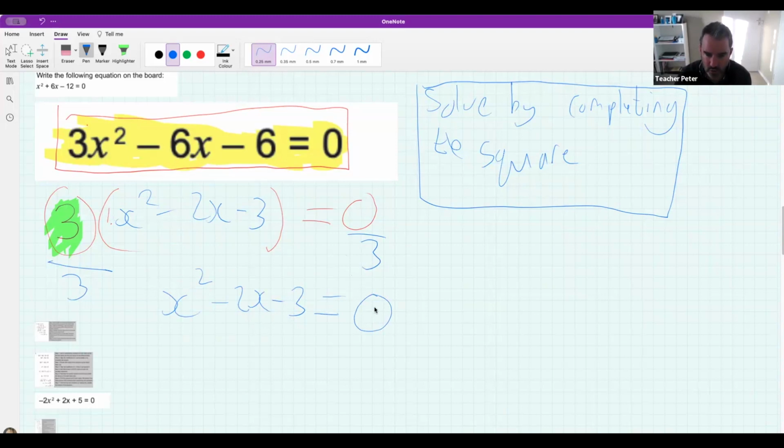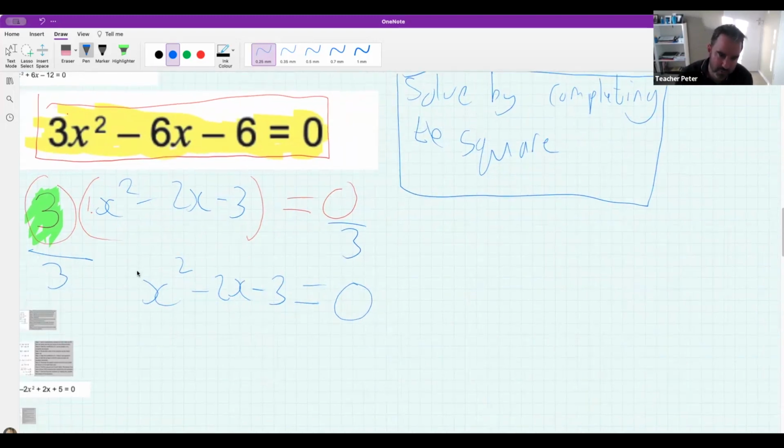Now, I want you to try and solve this thing, which is much easier now. I want you to solve this expression by completing the square. It shouldn't be too hard, but can you solve that by completing the square?